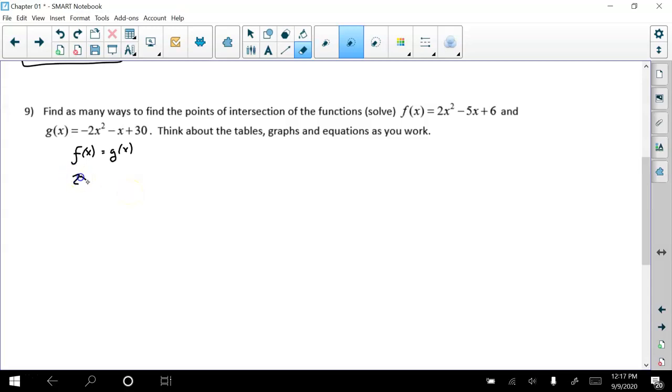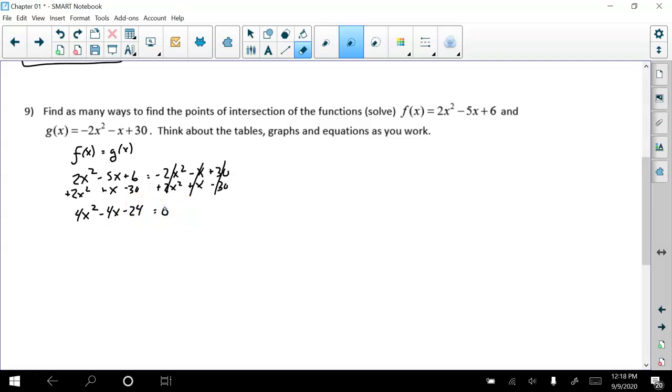So what we get is 2x squared minus 5x plus 6 equals negative 2x squared minus x plus 30. Now we want to get everything onto one side of the equation. So I'm going to add 2x squared to both sides. I'm going to add x to both sides. And I'm going to subtract 30 from both sides. So I get 4x squared minus 4x minus 24 equals 0.